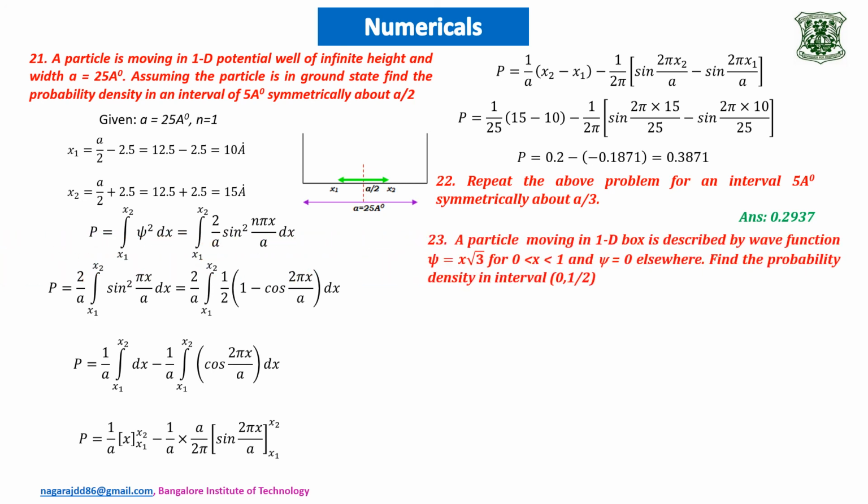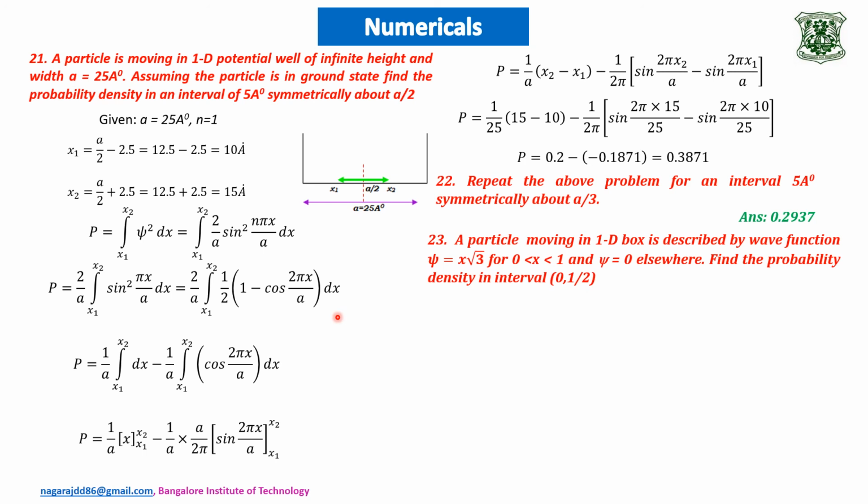Next question. A particle moving in a one-dimensional box is described by a wave function psi equals x root 3 for 0 less than x less than 1. So far I was taking this x as a, so this time he is taking it as x only. It is nothing but the width. And psi equals 0 elsewhere, meaning outside psi is 0. Find the probability between the interval 0 to half.